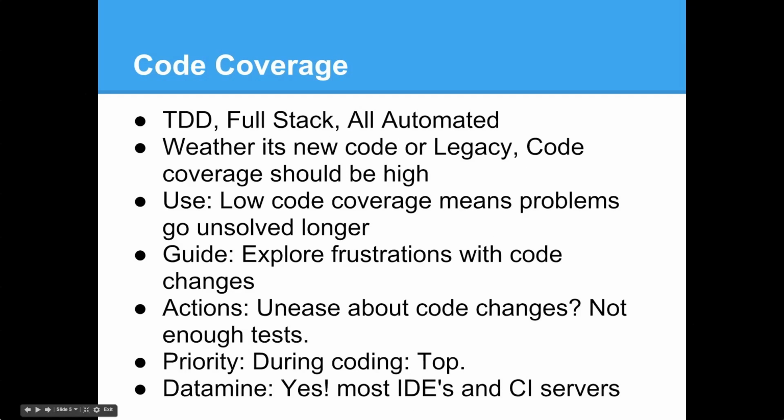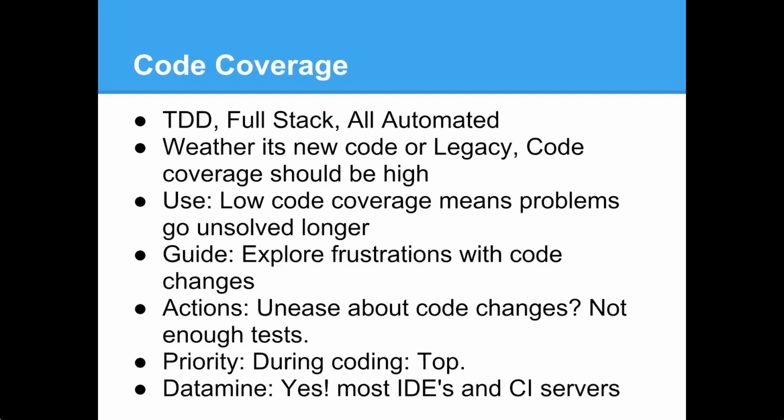Code coverage is another good metric. We use test-driven development, full stack tests, and everything is automated. This means that we can verify that the code is working the way we expect with a simple command. Whether it's new code or legacy code, code coverage should be high. The usefulness of this metric is the idea that low code coverage means problems go unresolved longer, where high code coverage means that you can be more confident in your code.